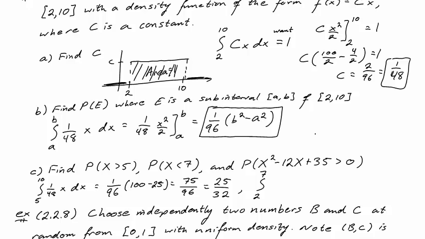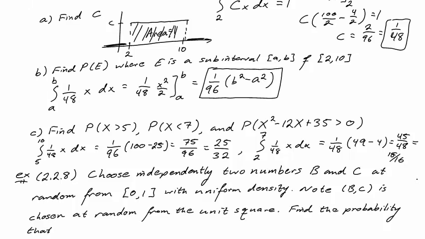The other one, probability that x is less than 7, we can set that up as integral from 2 to 7 of 1/48 x dx. Or we can use the formula from part B. We have the interval going from 2 to 7, so we get 1 over 48 times 7 squared, which is 49, minus 2 squared, which is 4. So we get 45 over 48, or 15 sixteenths there.